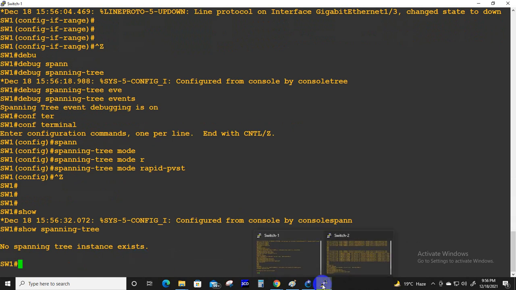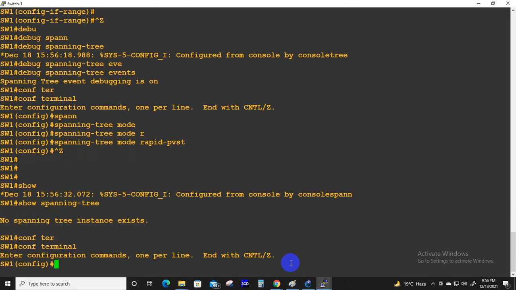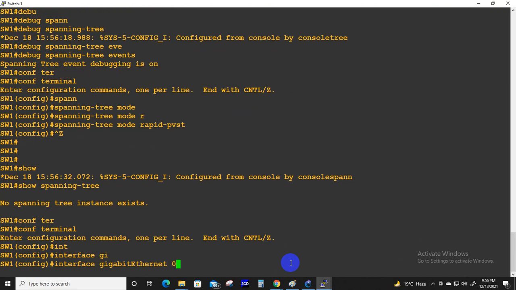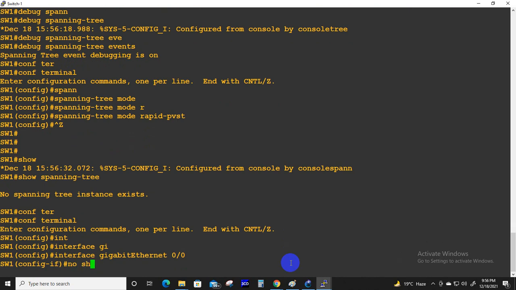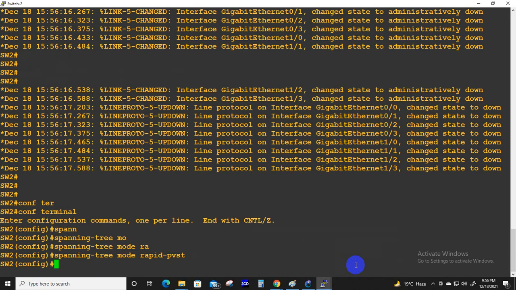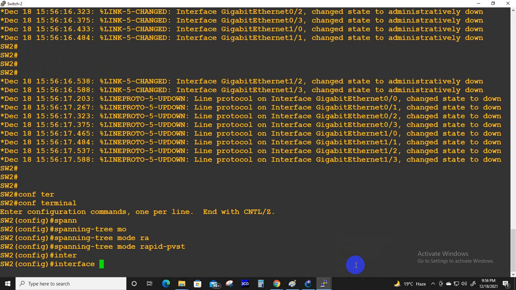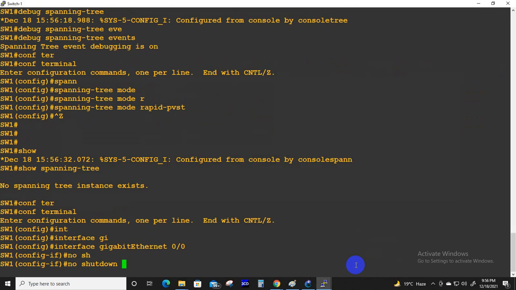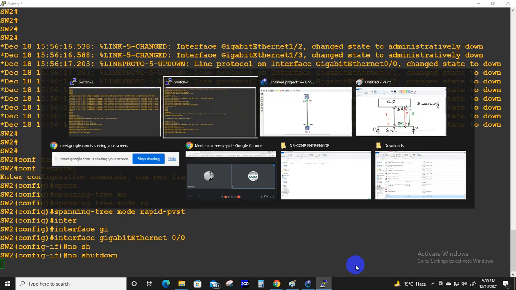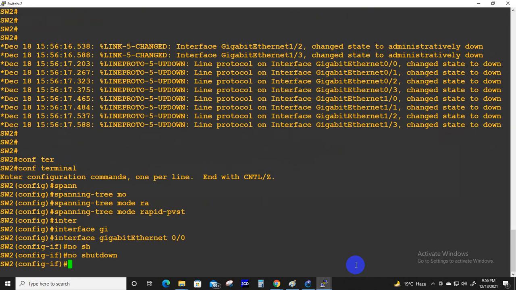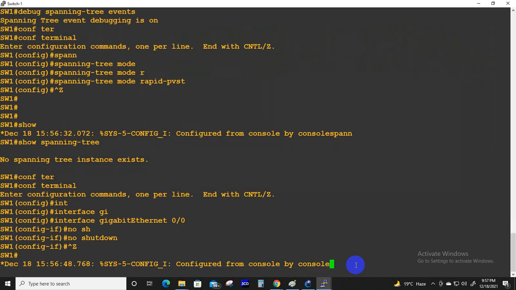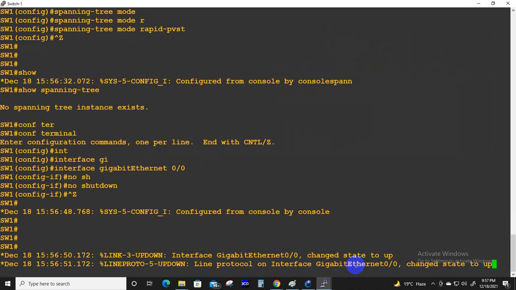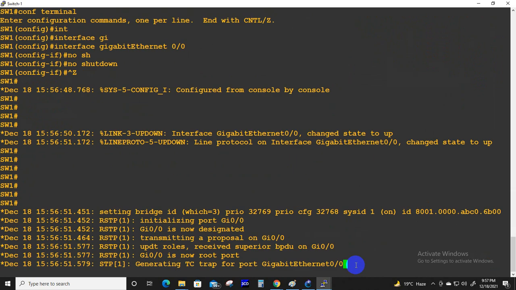So now power on one port in every switch. Configure terminal, interface GigabitEthernet 0/0, no shut. We'll perform this no shutdown at a time. At least try to perform at a time. No shut, no shut.